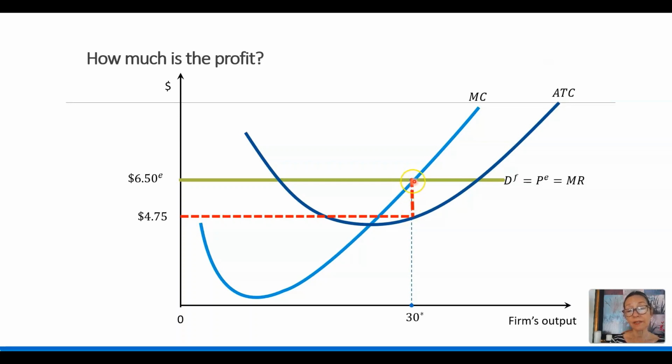So we are selling these for $6.50, and it's costing us $4.75. So we have to figure out what is our profit. Okay, the profit is going to be this entire area.